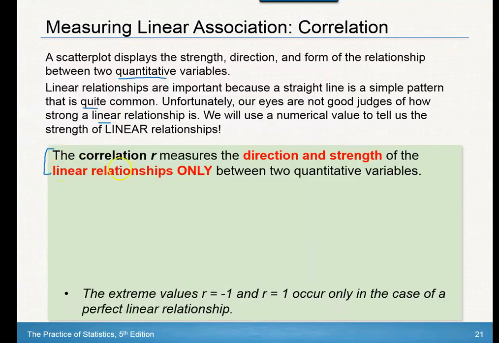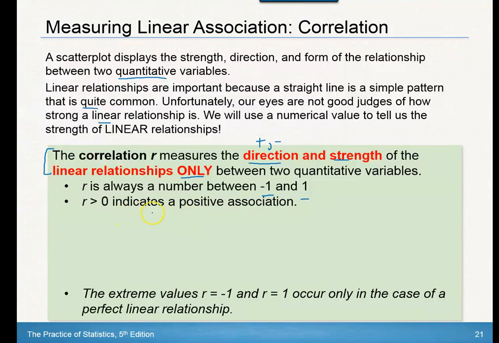I'm sure you've heard of the correlation R before. Now, keep in mind, when we talk about R, we're only talking about the direction and strength of a linear relationship. We're not talking about R for whether it's curved or whatever. We're only discussing R for a linear relationship. Remember, R is going to talk about direction, so is it positive or negative, like positive slope or negative slope. And then strength is going to be how closely it follows the linear pattern. R is always going to be a number between -1 and 1.